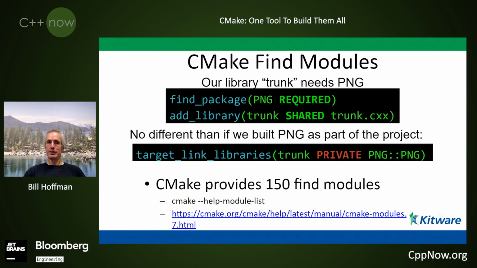When it is found, then we do an add_library(trunk SHARED) that builds this trunk.cxx. And then we do target_link_libraries(trunk PRIVATE PNG::PNG). And you can see we're linking to a target there and not using -L flags or listing the path to the PNG library. We've imported that target as if it were built within CMake.